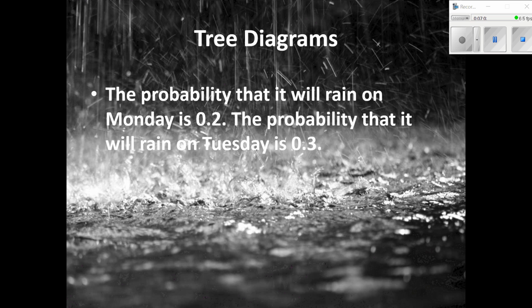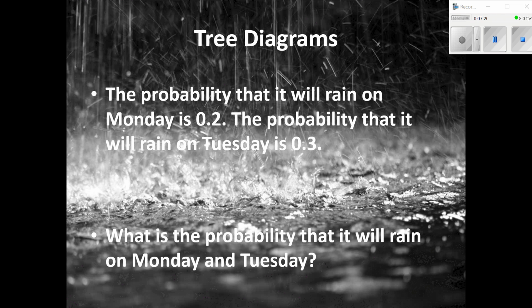So we're just going to go for an example here of what happens if it rains. For instance, on a Monday, the probability is 0.2, 20%, and assuming Tuesday is the next day after the Monday, they're saying the probability that it will rain is 0.3. The question here is, what is the probability that it will rain on Monday and Tuesday? So for this, we need to look at Monday first.